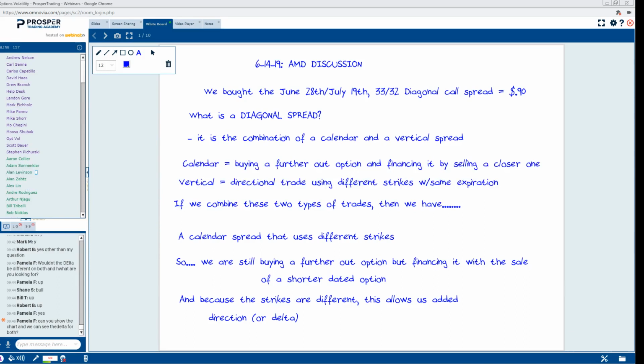Yep, Pamela, I'm going to get to that. I'm trying to get through everything conceptually first, and then I'm going to go to all the charts here. If we use just a calendar spread, it's going to be more delta neutral, right? If we use the same strikes, we're still buying a further out expiration option and financing it by selling a closer expiration option. However, the strikes being the same, there's not a big delta difference.